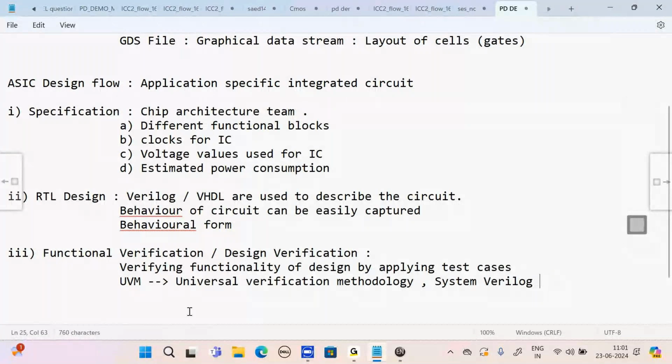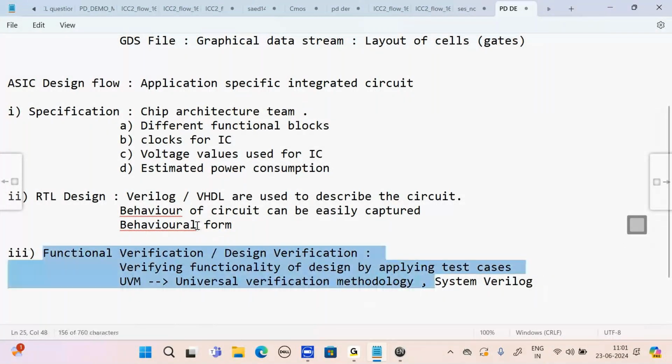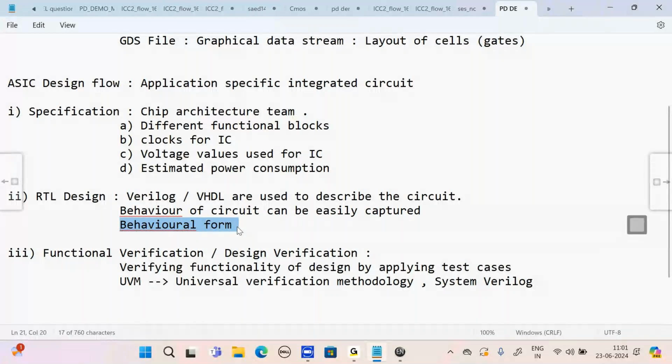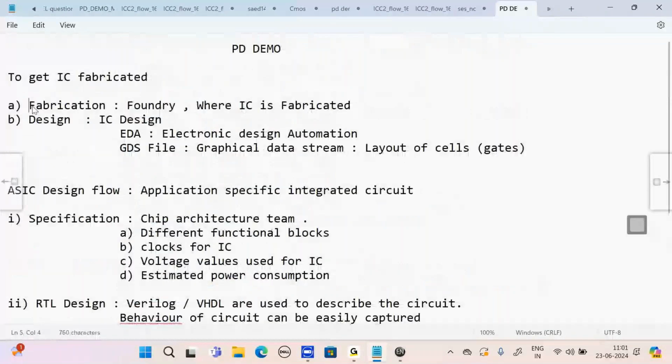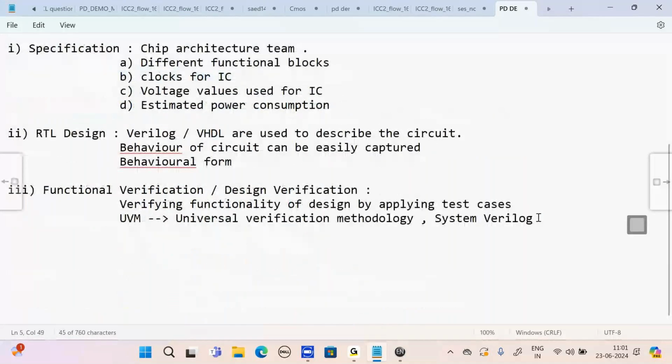After verifying, your design is in RTL form. It is in the Verilog form, not even in the gate form. This design I cannot give to a foundry. Then we go to the step called synthesis.